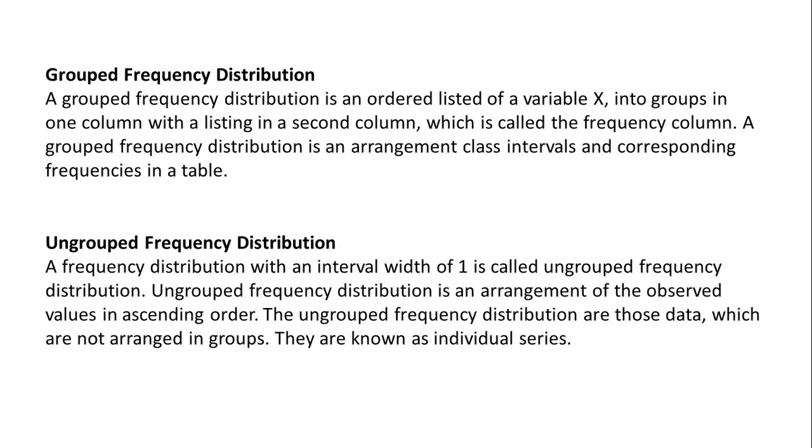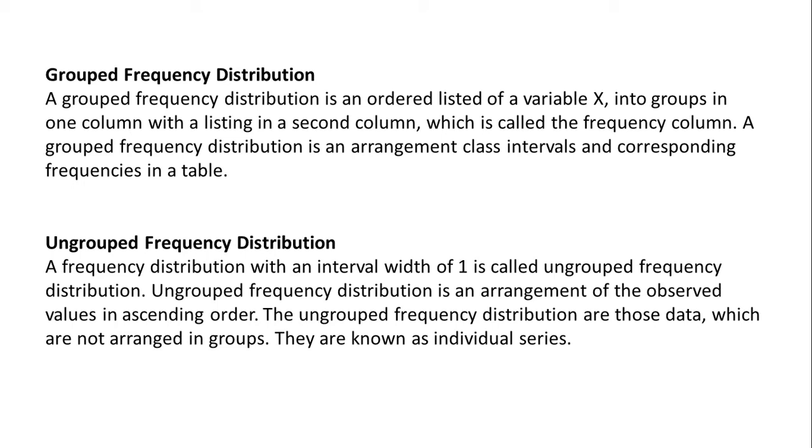Now grouped frequency distribution. A grouped frequency distribution is an ordered listing of a variable x into groups in one column with a listing in a second column, which is called the frequency column. A grouped frequency distribution is an arrangement of class intervals and corresponding frequencies in a table, as I have given you the example of car and a seller of the car.